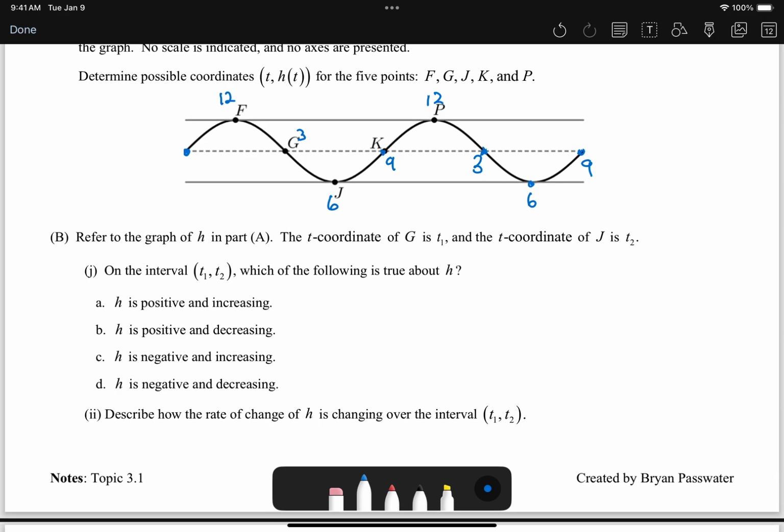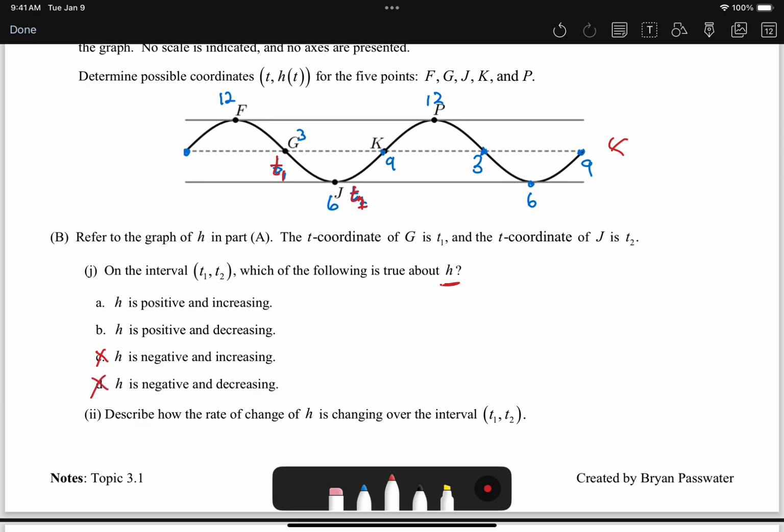Now, it asks, refer to the graph again. It says G coordinate is time sub 1, basically is what that means, T sub 1, and J is T sub 2. Describe on the interval what's true about H. Well, H is the function itself, that's this graph. Is it positive or negative? Well, it's above the ground, so it's positive, right? So that eliminates C and D.